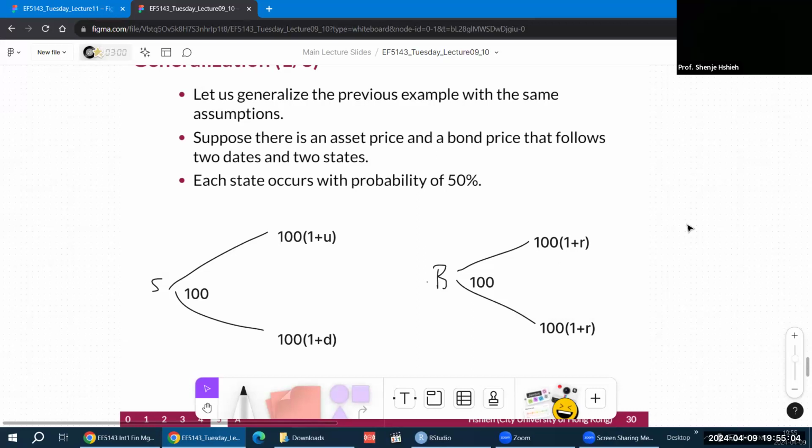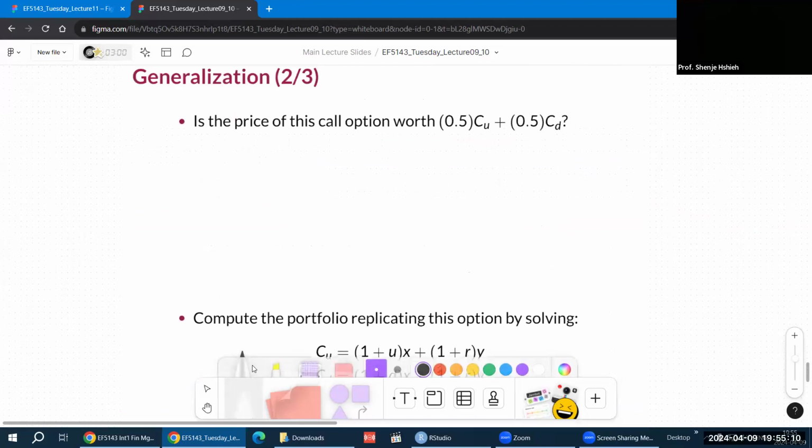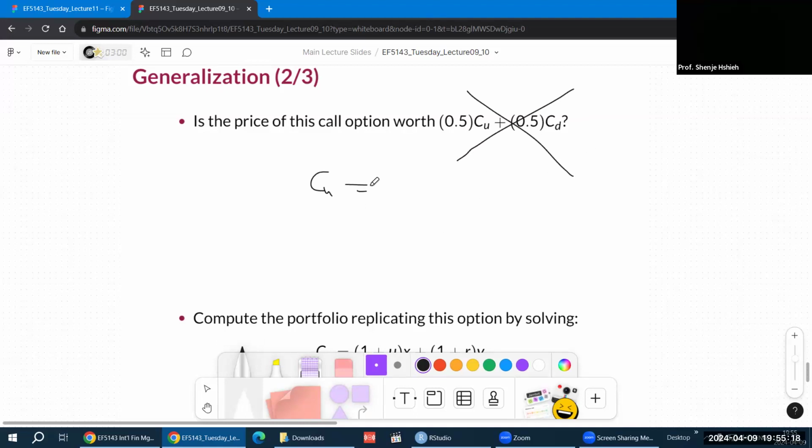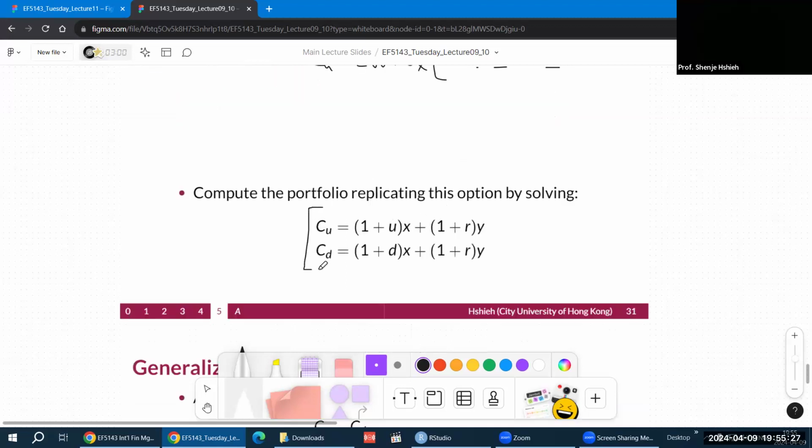Given that setup, we can do all the calculations again. What does that look like? We learned from the previous numerical example that this is not how you price a call option, where CU is equal to the max of blah, blah, blah. You don't do it this way. You have to use a system of equations. We have the payoff of the options depending on the state, we have the likelihood of going up and down, and we have interest rates, and we solve for X and Y. Two equations, two unknowns.